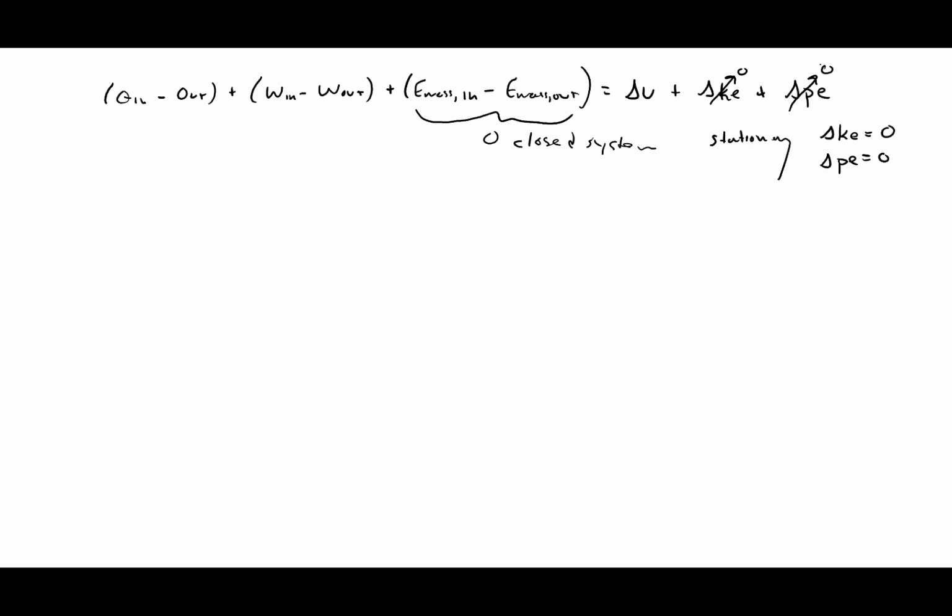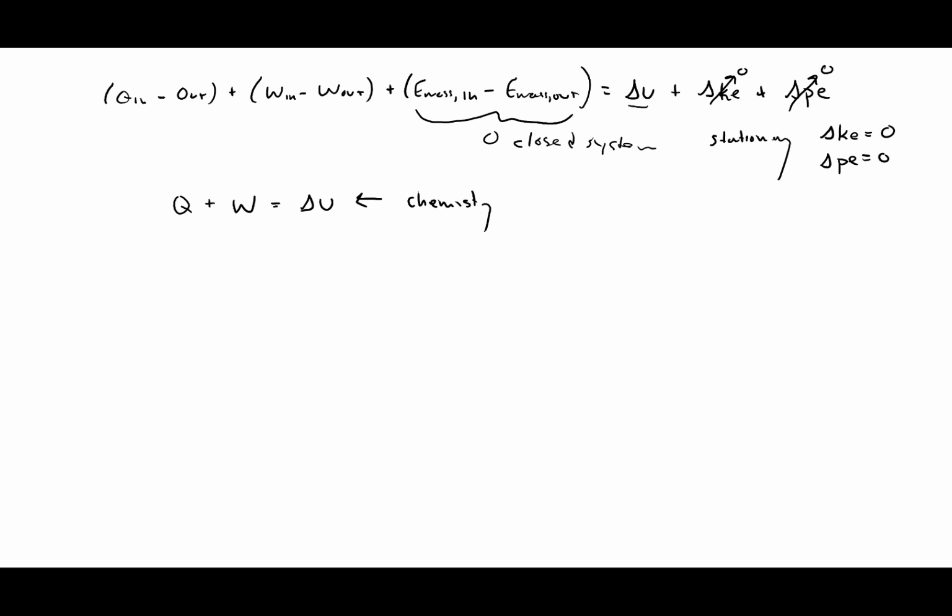So now let's look at some forms of this equation that you'll see. You'll often see Q plus W is equal to delta U. I've just taken this Q in minus Q out and said it's Q, work in minus work out, said it's W, and then the delta U. This is the form of the equation that you'll often see in chemistry.